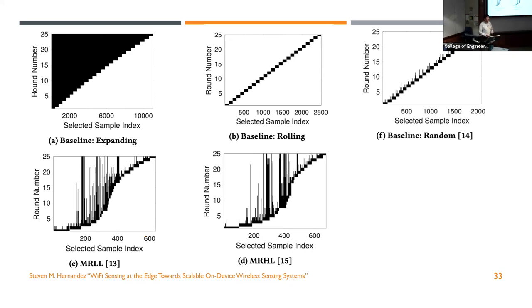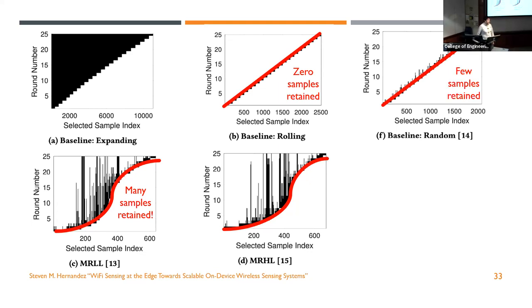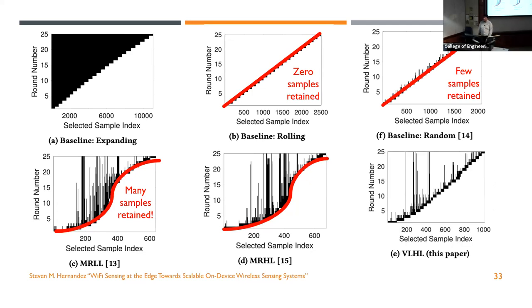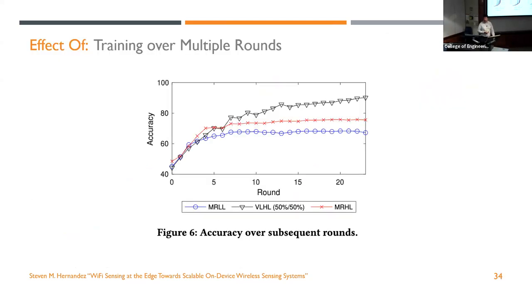So the way that we can visualize this is based on the shape of this curve. Here we have two S curves. An S curve shows up due to many of the samples being retained, compared to the more linear curves: zero samples retained versus very few samples retained over multiple counts. In the proposed variable low high loss method, we end up with something a bit more linear. We don't get stuck with so many samples, but we do end up with at least a few samples that do get retained over time. So we're not getting stuck with a bunch, but we're not losing all of this potentially important information.